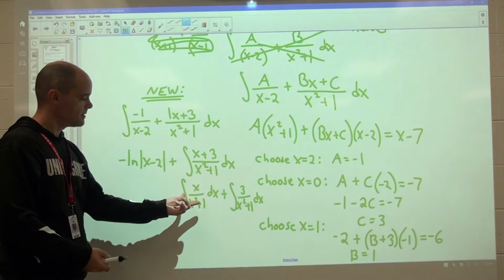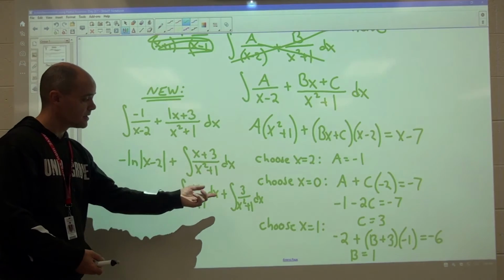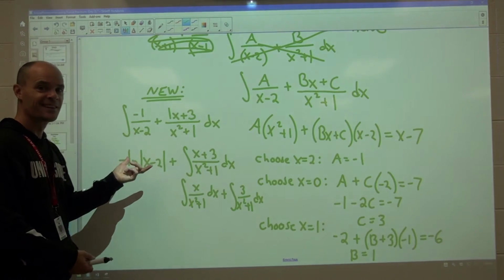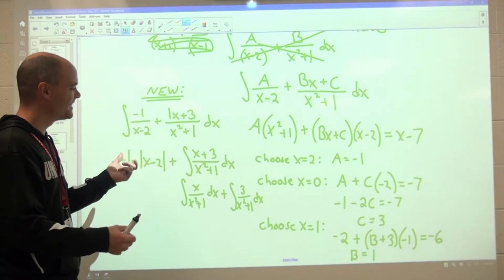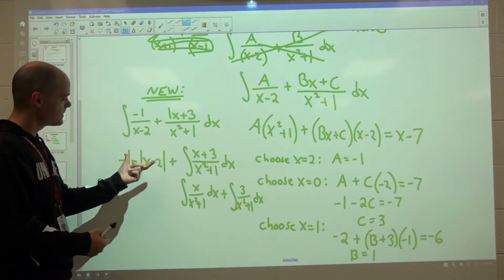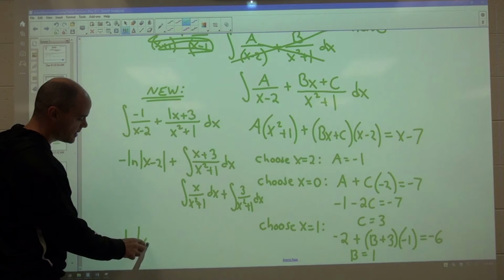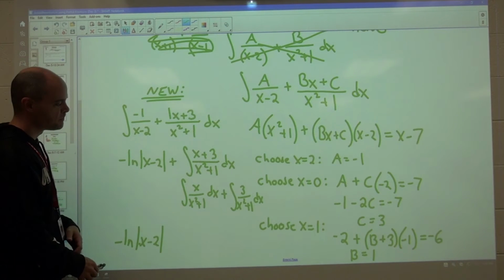This is a u sub. This is an arctan. And this was an ln. We are having fun. This is great. So this is already part of my answer, a negative ln of x minus 2.